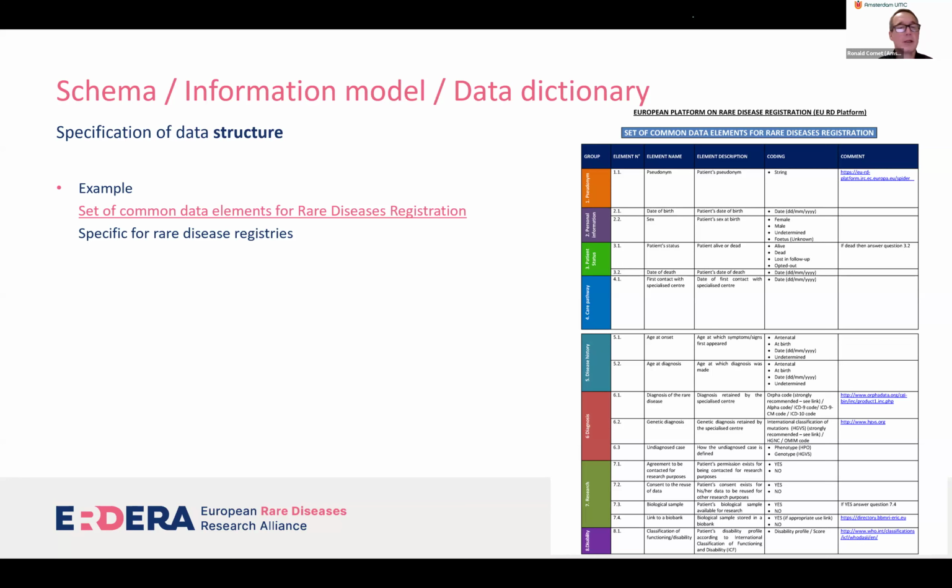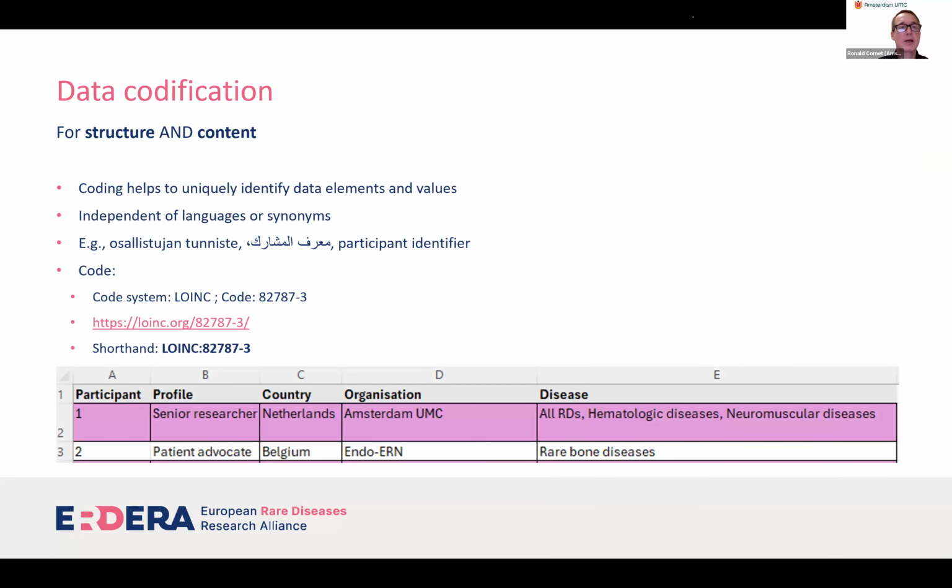And then there's some additional information. So this is a first way of standardizing the structure of the data. But then we're not there yet. We also need the data codification to not only standardize the structure, but also the content. Because if we start codification, it helps to uniquely identify both the data elements and the values. And that's important because in that way we can make the information independent of languages or synonyms being used.